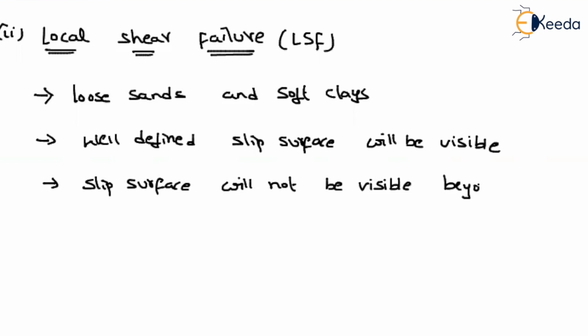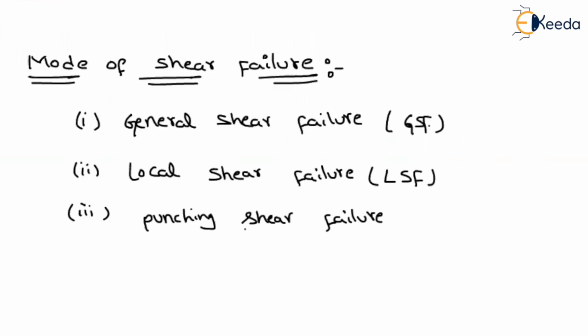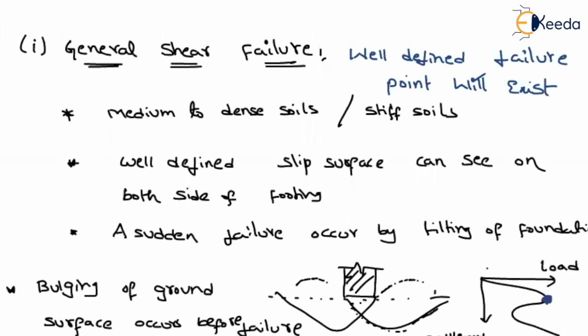Slip surface will not be visible beyond the level of foundation. That means, let us see in this diagram. If you see, the slip failure is almost crossing the level of foundation. So, even without excavating the soil, if it is a shear failure, we can see the slip surface that is beyond the level of foundation also.